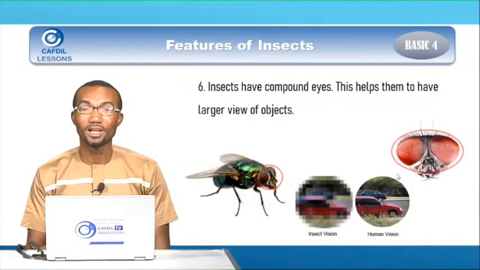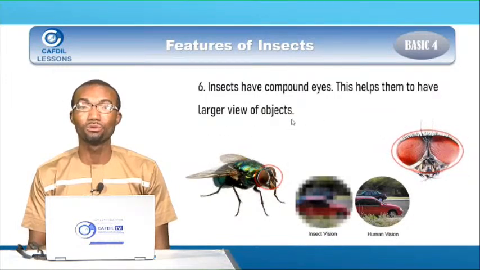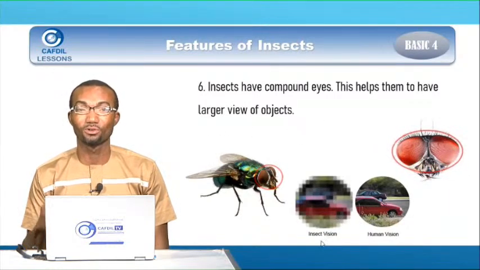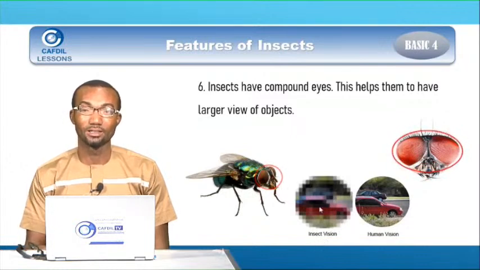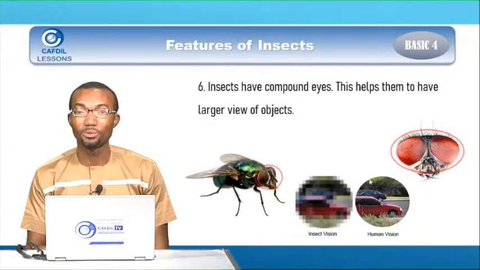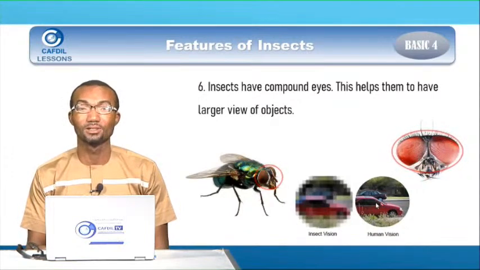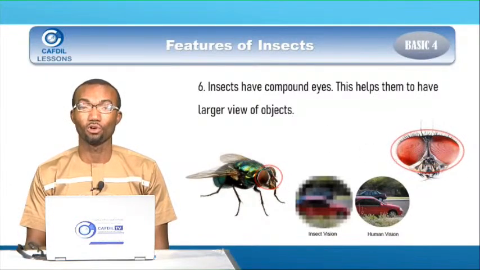So this is how their eyes look, and we call this type of eye a compound eye. It helps them to have a larger view of objects and also from far. And this larger view is not as clear as how we humans see things. So insects have compound eyes, and this helps them to have a larger view of objects.